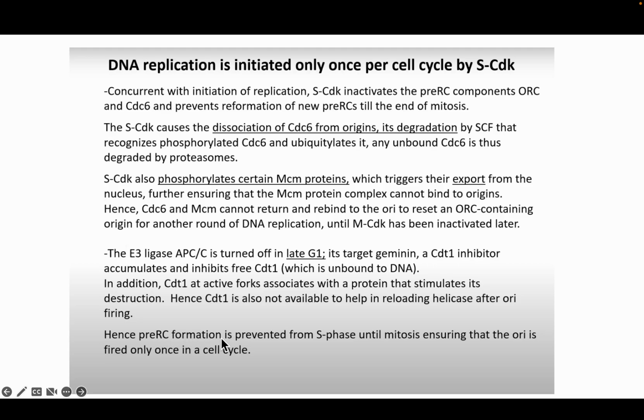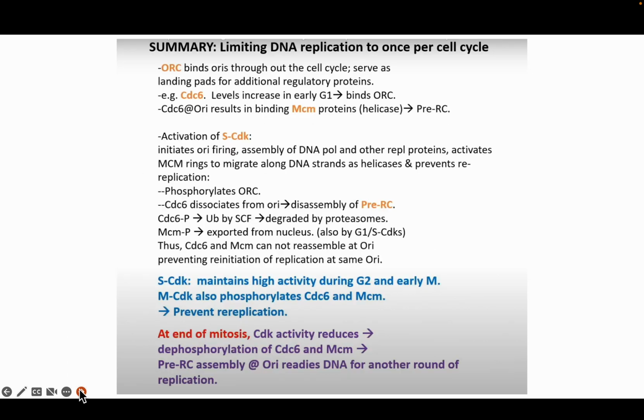So hence pre-RC formation is prevented from S phase until mitosis, ensuring that ORI is fired only once in a cell cycle. To summarize, limiting DNA replication to once per cell cycle: ORC binds ORIs throughout the cell cycle and serves as a landing pad for different regulatory proteins, for example CDC6.